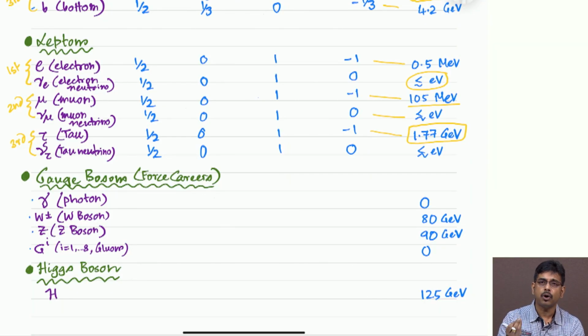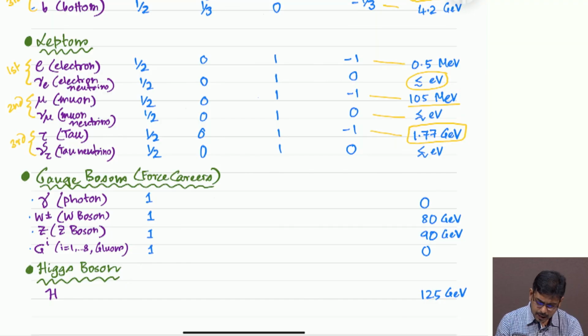For example, the photon has an intrinsic spin of 1 unit, and that is why it is called a vector boson. It is a boson, but it is spin 1, so it is a vector boson, and the same status holds for the W and Z bosons and gluons also. So, all the force carriers, which are called gauge bosons, why this name gauge? We will come to that in a moment. These are all vector bosons, having intrinsic spin of 1 unit.